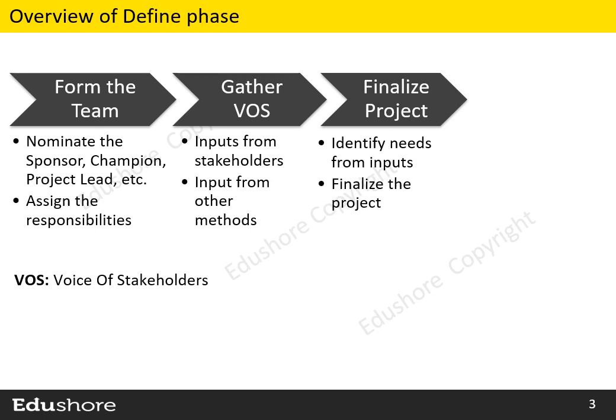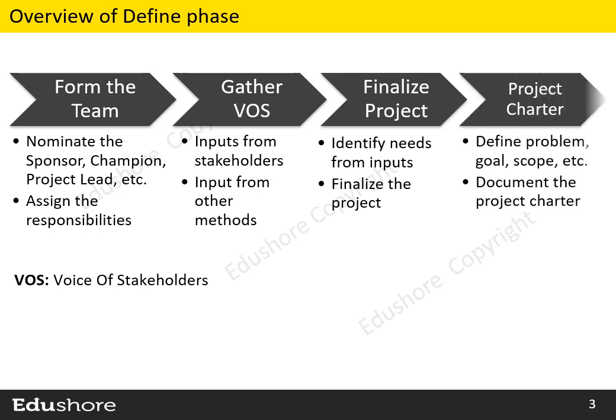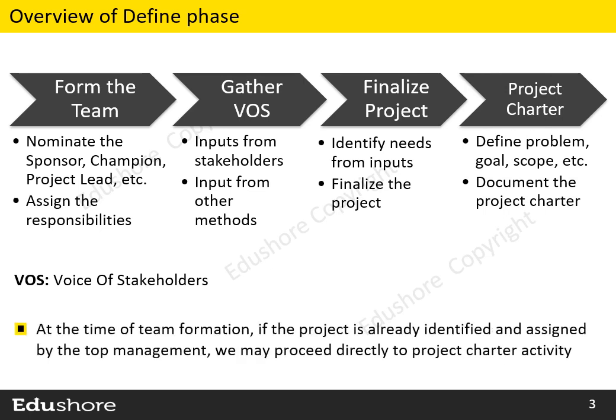From the list of improvement needs, we finalize one initiative. In other words, we finalize a Lean Six Sigma project. For that project, we make the project charter, which clearly describes the problem, goal, project's scope, etc. At the time of team formation, if a project is already identified and assigned by the top management, we may proceed directly to the project charter activity.